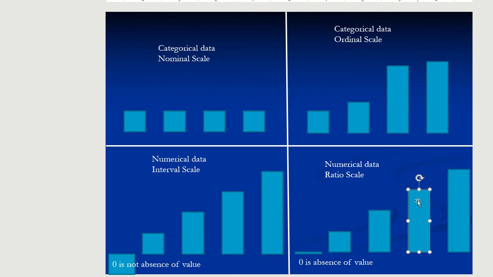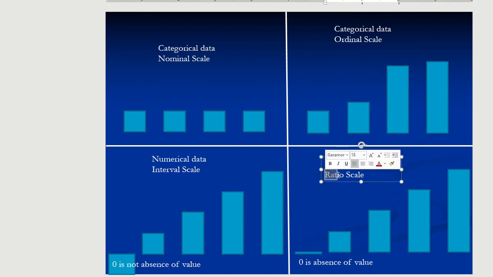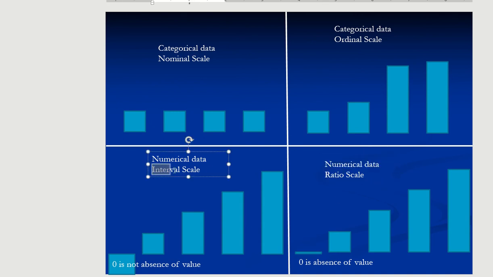Somebody getting paid $100, is that person getting paid double of $50? The answer is yes. $20, is it double of $10? The answer is yes. Why? Because $0 is absence of any dollars. I hope it's becoming clear what the difference is between ratio and interval.